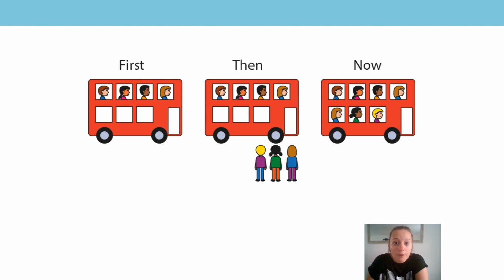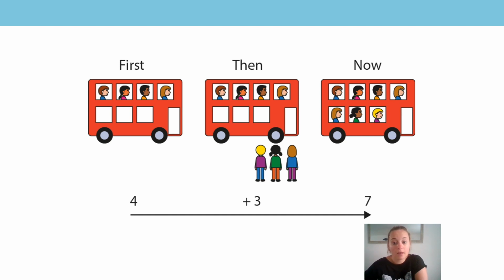Okay, so first, let's go back to the beginning. First, there were 4 people on the bus. Then, the bus stopped and 3 more people got on. Now, we have 7 people on our bus, and we can write an equation that looks just like this. First we've got 4 people, then 3 people got on, so 4 add 3, and now there's 7. So first there was 4 people on the bus, 3 more got on, so that means there are 7 people, 7 children all together on the bus. So 4 add 3 equals 7. Fabulous.